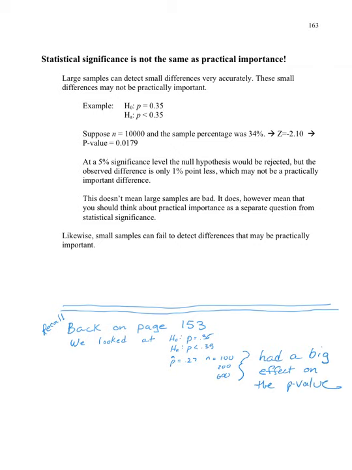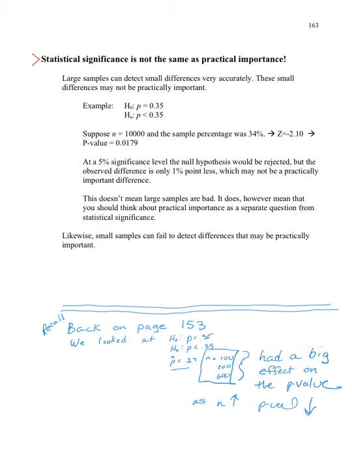So the p-value is not affected just by the sample results, but also by the sample size. And as n increased, the p-value decreased. And here on this page 163, we're going to look at more about that same idea.